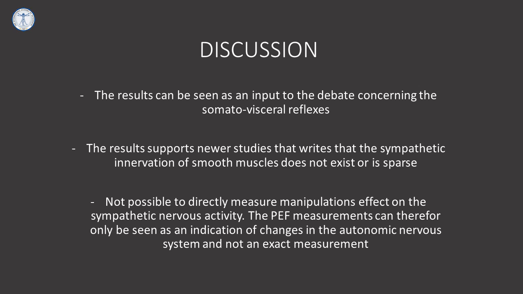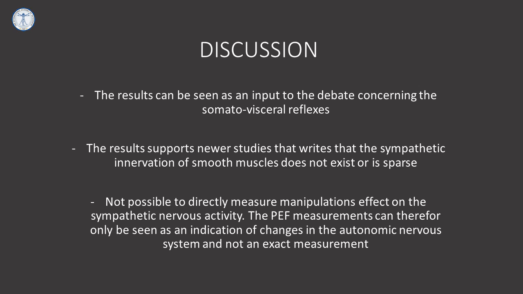The findings in this study, no significant changes in the pre- and post-measurements, also support newer studies. Newer studies write that the sympathetic innervation of smooth muscles in the lungs does not exist or is sparse. The literature writes that the primary relaxant innervation of the airways is comprised of non-adrenergic and non-cholinergic nerves localized in the parasympathetic nerves. The study can question the classical views and the older textbooks that write that the airway smooth muscle has a dual innervation, the parasympathetic and the sympathetic.